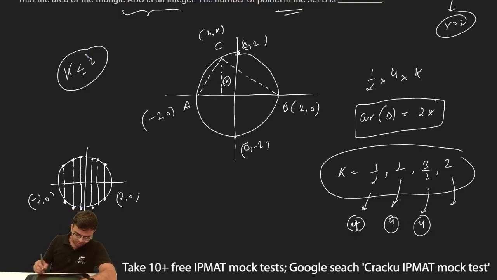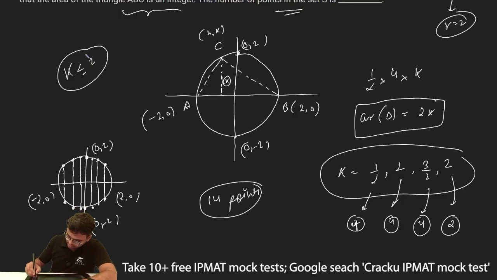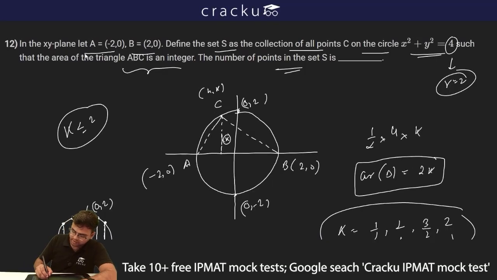Now with height 2, there is only one point here and one point here, which are 0 comma 2 and 0 comma minus 2. These are the only 2 points with height 2. So with 1 by 2 there are 4 points, each in one quadrant. Then with 1 again each in one quadrant. Then with 3 by 2 again each in one quadrant. And with height 2, it is on the y axis only; there is no quadrant division. Thus the total number of points is 4 plus 4 plus 4 plus 2, which is 14 points. Thus the answer for this question, that is the number of points in the set, is 14.